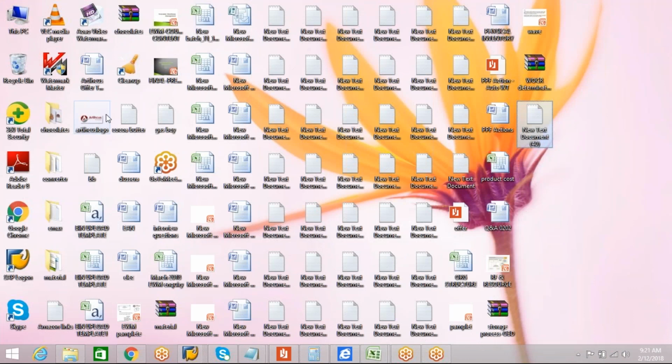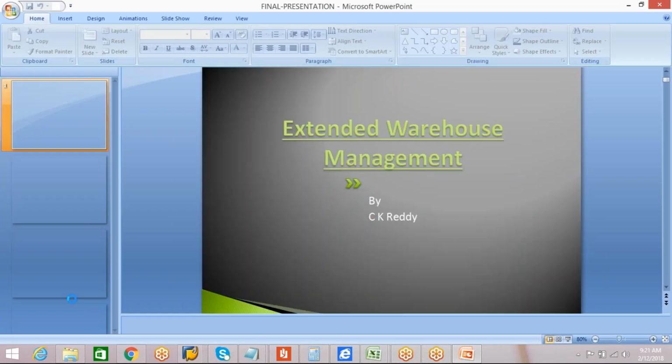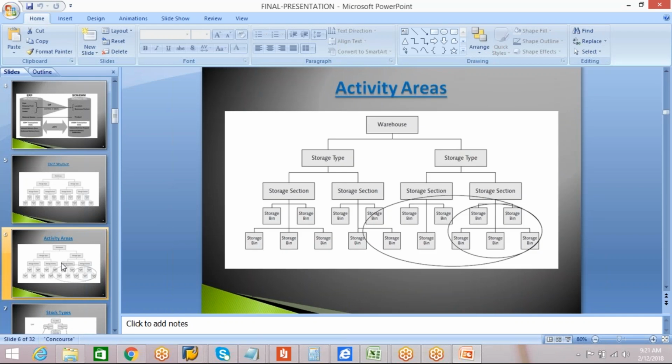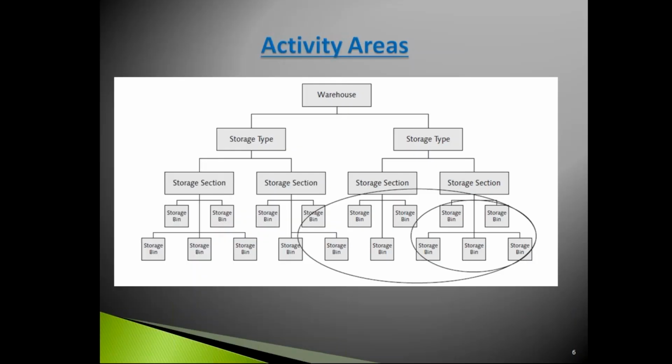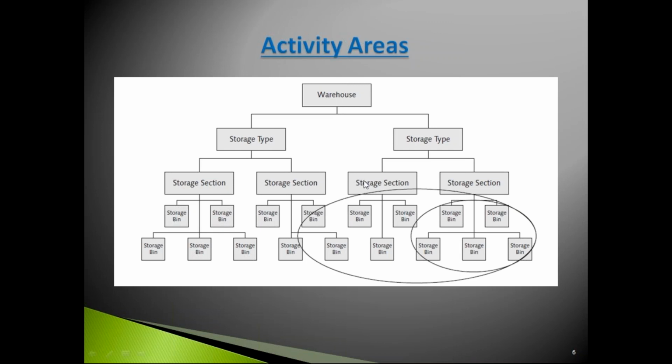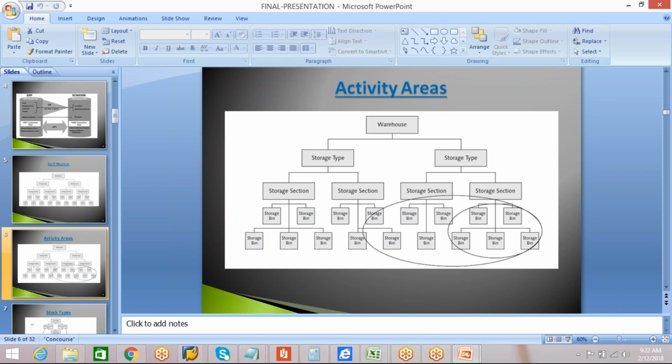I will show you one PPT image, one slide. Logically we group together the bins into activity areas. Here, this is the warehouse org structure: warehouse storage type, storage section, and storage bins. These ellipticals are nothing but the activity areas. See here, the small elliptical is covering some storage bins, and the big elliptical is covering more storage bins. Those storage bins come from different storage types also. Logically, we club them together as an activity area.